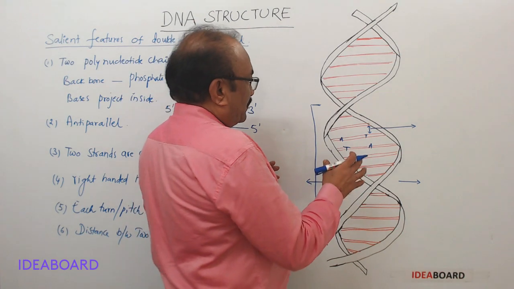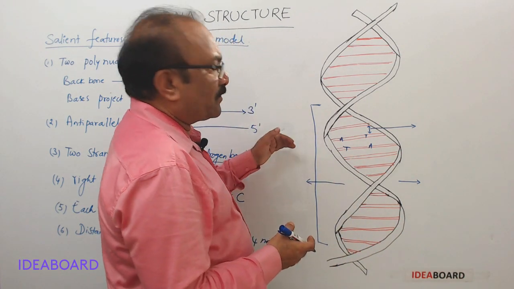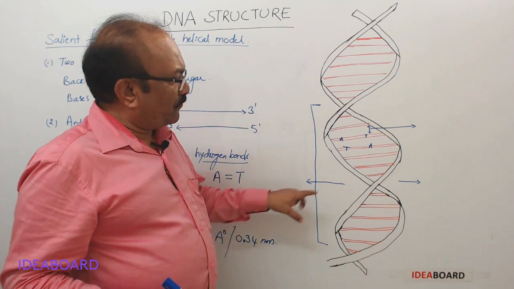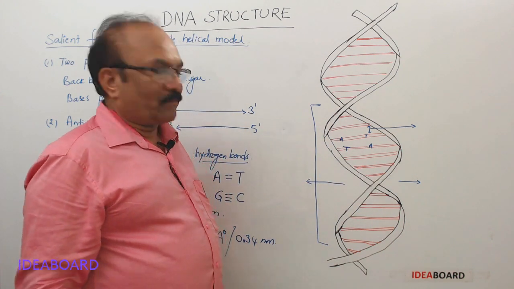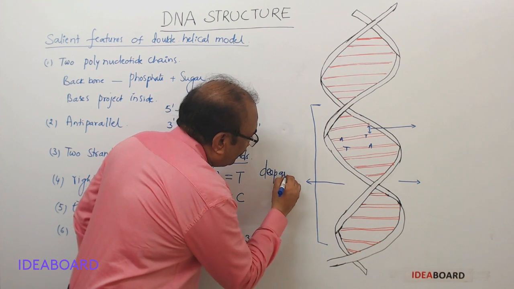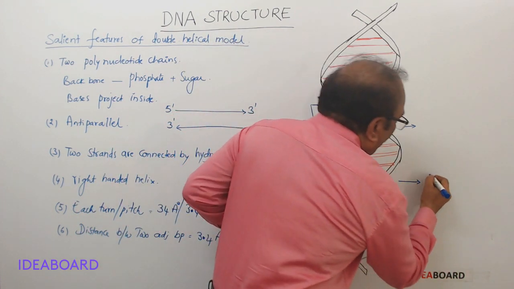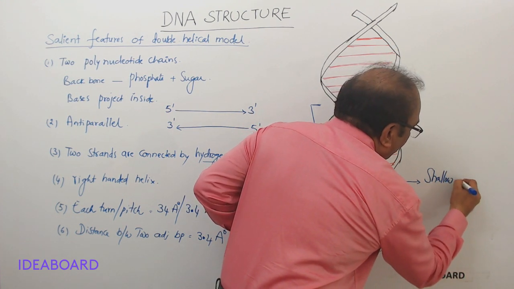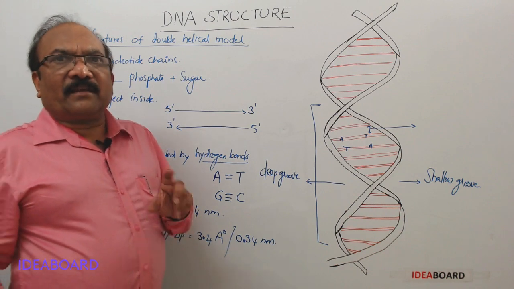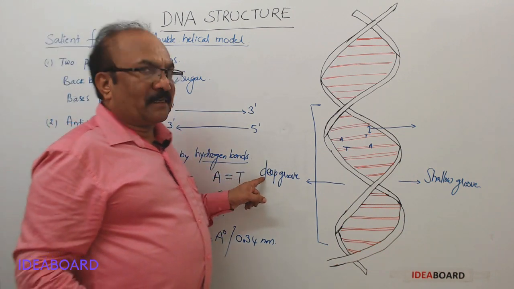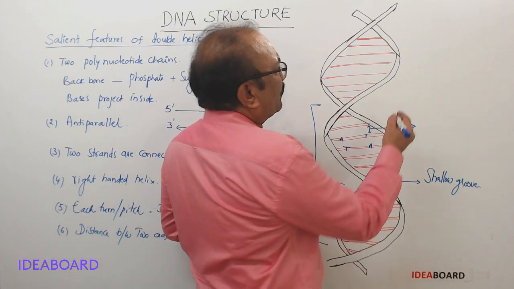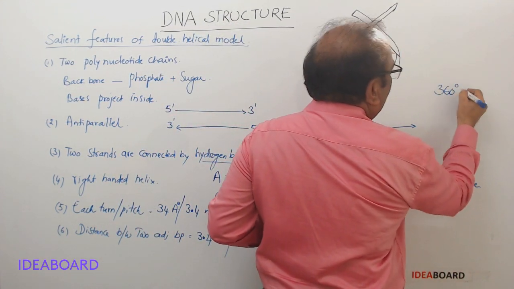And see, it will have a turn or helices. And how to identify this turn or helix? With the help of two kinds of grooves you will find here. This is called the deep groove, and this is called the shallow groove. So a helix, or a turn, or a pitch will have one deep groove and one shallow groove. You can see from here to here it is one turn. And what is the angle of this turn? 360 degrees.